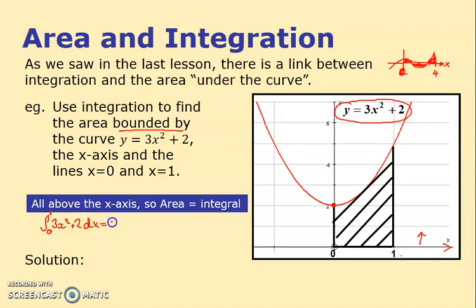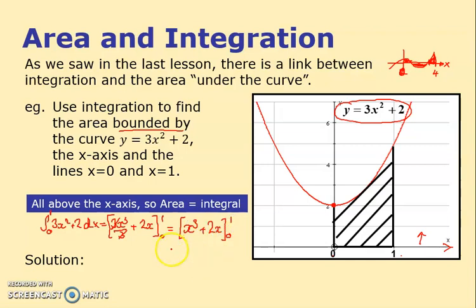If I do this, add the power, divide by the power: 3x cubed over 3 plus 2x. Now do remember, when you've got these definite integrals, you don't put a plus c, you just put the square brackets. And interestingly, the 3's cancel. What was it? 0 and 1. So this is x cubed plus 2x between 0 and 1.